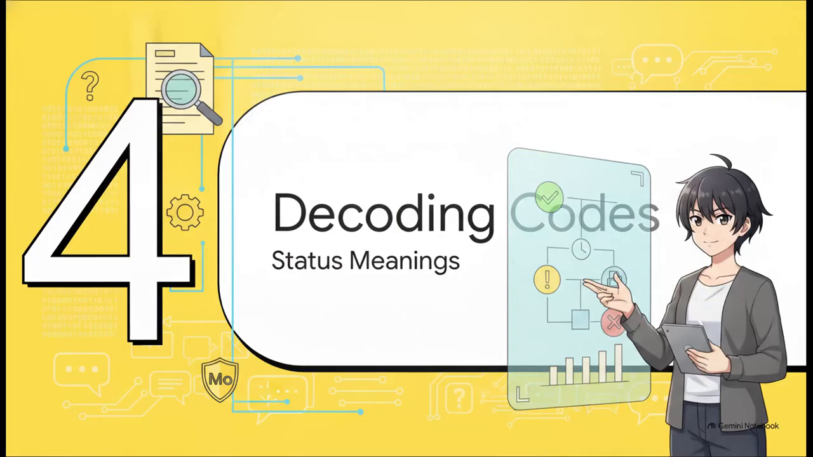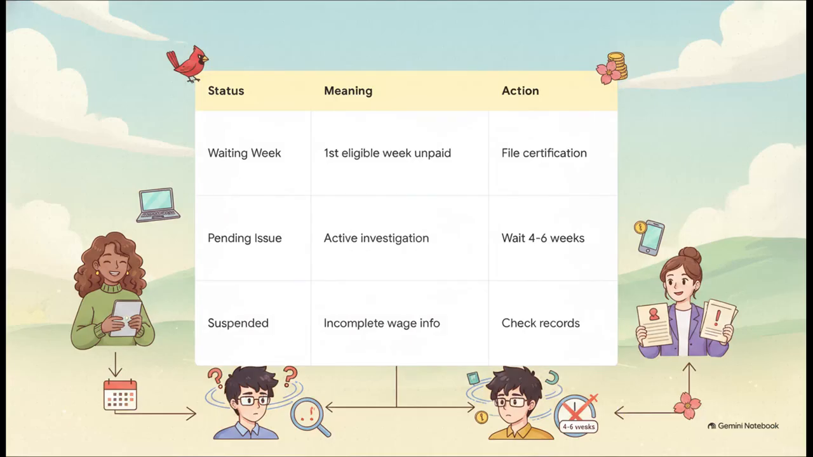Which leads us perfectly into Section 4, Decoding Claim Status Codes. Let's break down what these statuses actually mean. If your status says waiting week, like we discussed earlier, that's your first eligible unpaid week. Just be sure you still file your weekly certification. If it says pending issue, an active investigation is underway regarding your eligibility. Payments are withheld during this time, and resolving it usually takes an average of 4 to 6 weeks.